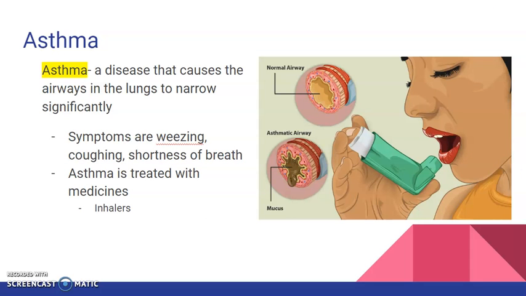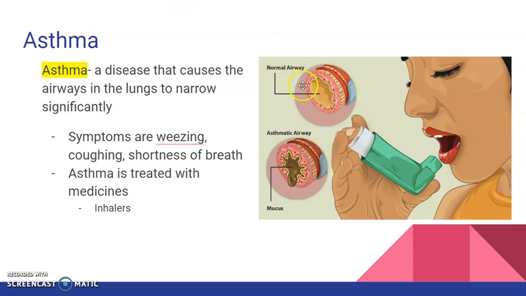Next, we have asthma. And asthma is the disease that causes the airways in the lungs to narrow significantly. So symptoms of this are wheezing, coughing, shortness of breath. You can't really breathe very well. And it's treated with medicines, mostly with inhalers.